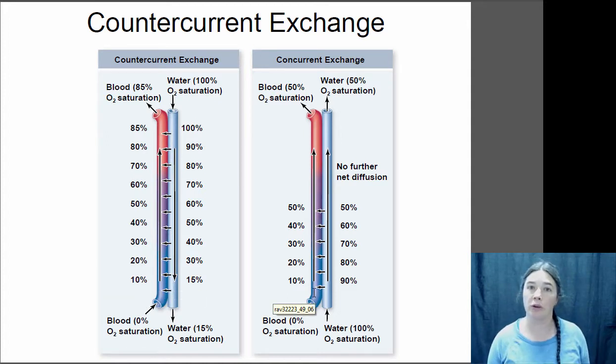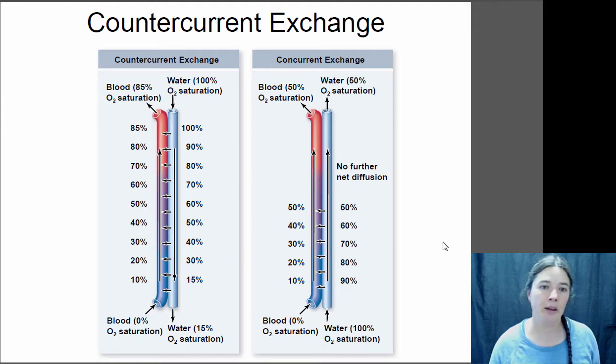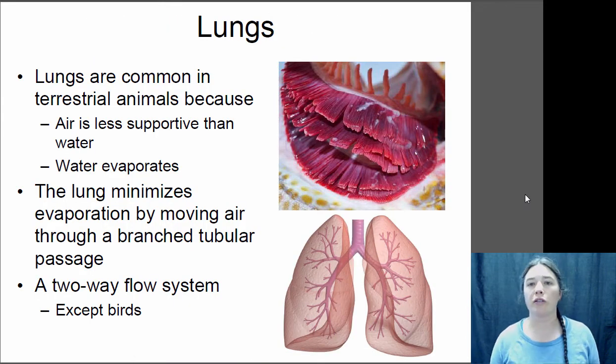It's a very efficient way of getting oxygen out of the water, and that's really important because there's just not that much oxygen in the water to begin with. So that's why fish need a really efficient way to get it out. Okay? All right, let's take a look at lungs. So that was a water-breathing animal.